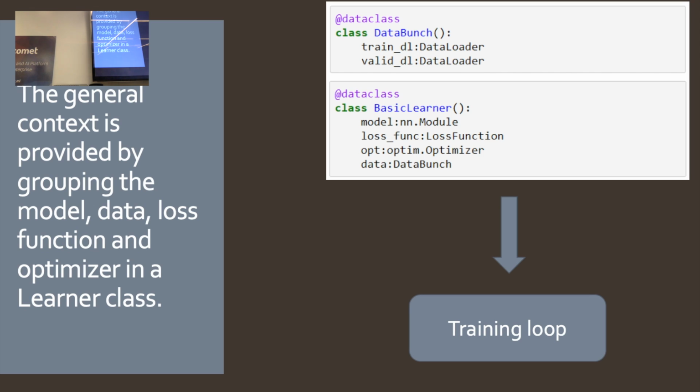So if we go back to the code, we did that with 2 things in fastai. The first thing is that we've gathered all the general context. That's the things that don't change during the training loop: your model, your loss function, the optimizer, and your data.